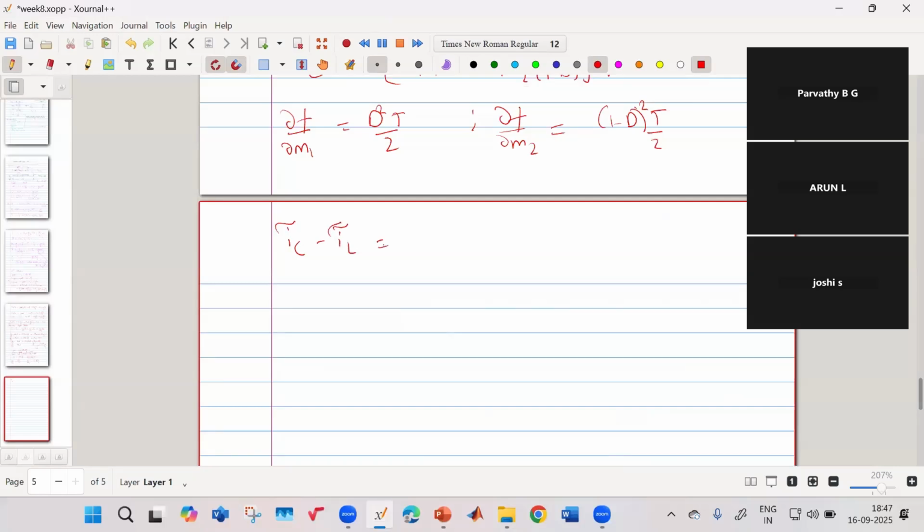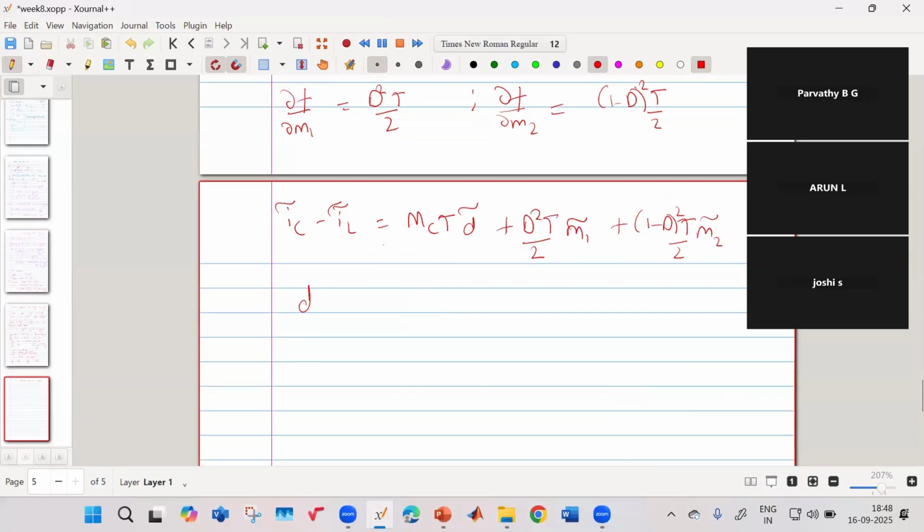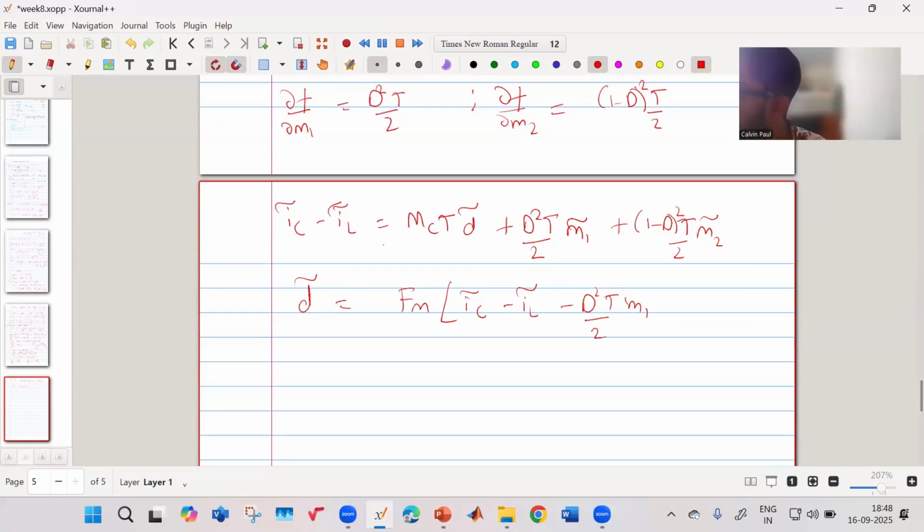Dou F upon dou D is what? MC into T into D tilde plus D square T upon 2 into M1 tilde plus 1 minus D square T upon 2 into M2 tilde. So what we can further write is D tilde is equal to Fm into IC tilde minus IL tilde minus D square T upon 2 into M1 tilde, and then minus 1 minus D square T upon 2 into M2 tilde, where in this case your Fm is equal to 1 upon MC into T.